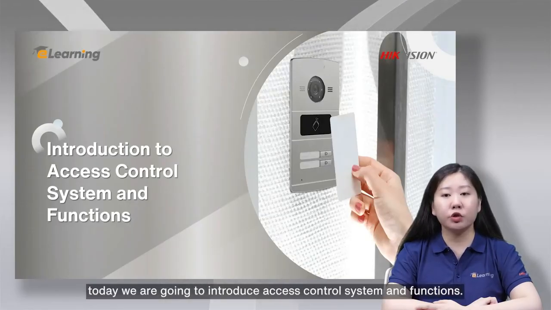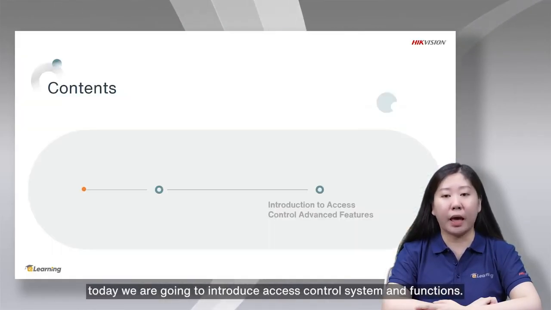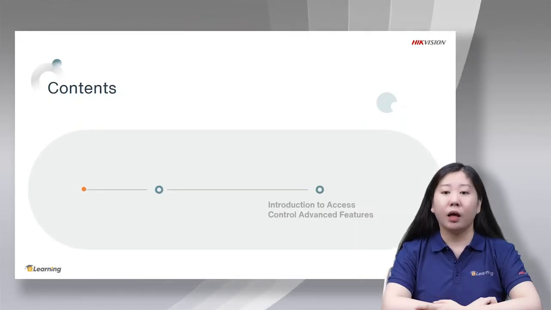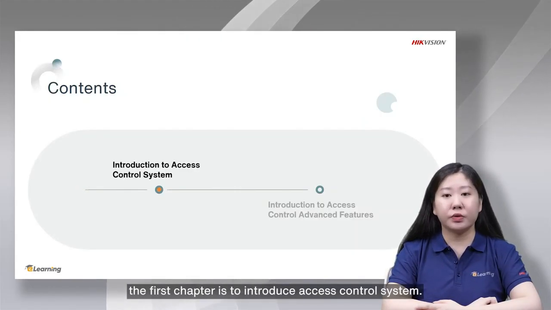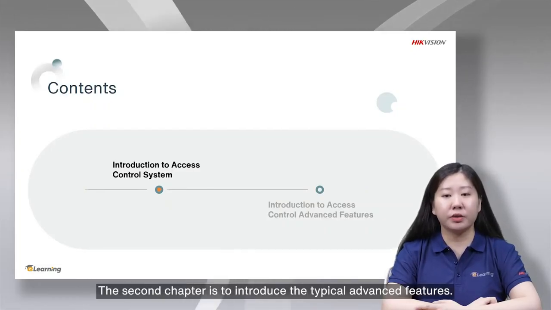Today we're going to introduce access control system and the functions. There are two chapters for this course. The first chapter is to introduce access control system, and the second chapter is to introduce the typical advanced features.